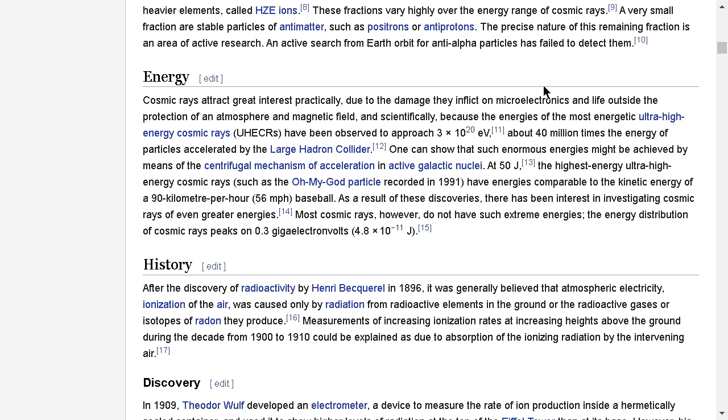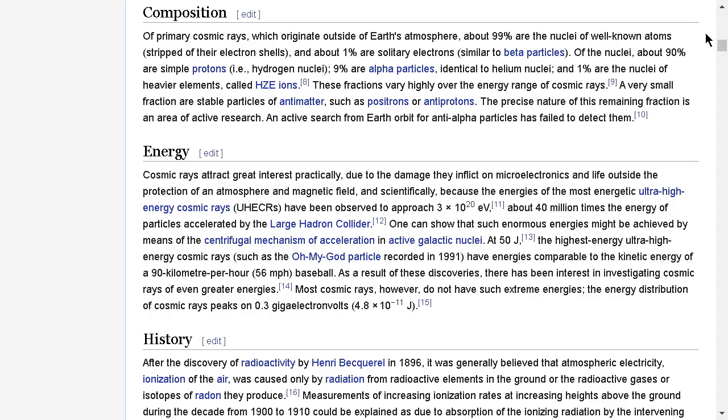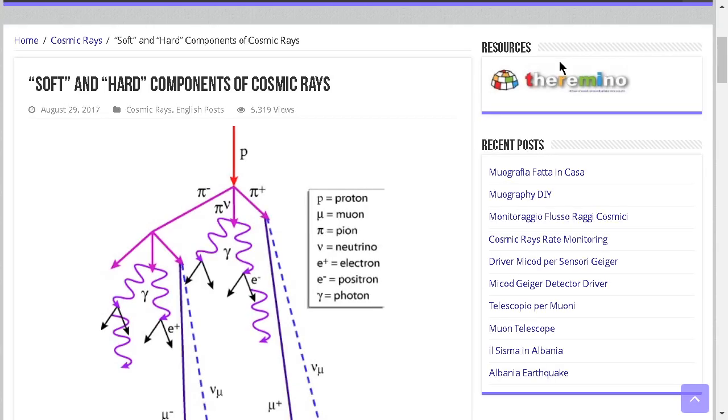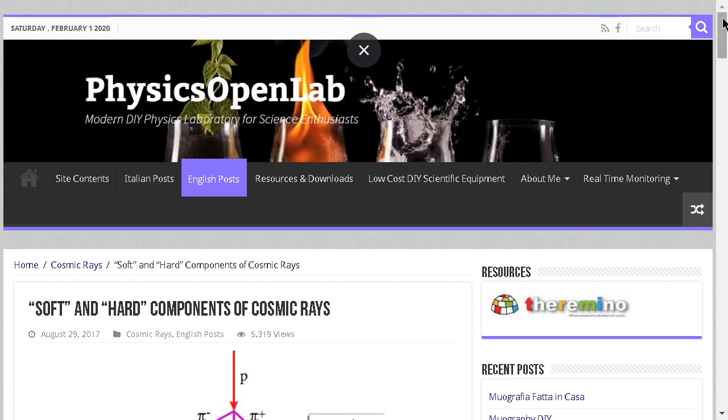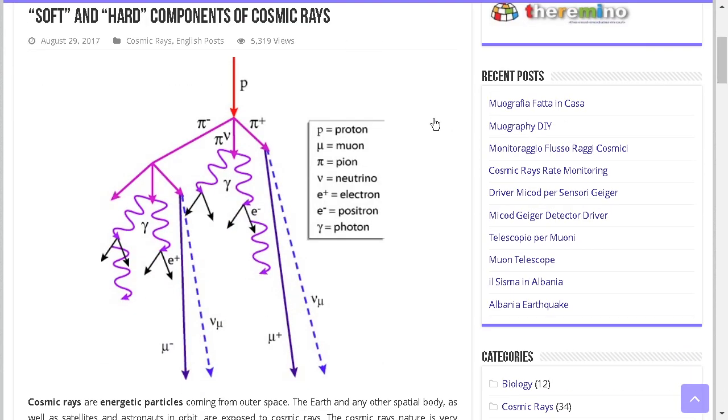The reference to where we got our numbers on cosmic rays, it's fairly agreed that cosmic rays are 90% hydrogen nuclei, but we left links to the Wikipedia page also, and there's lots of other sources to look at on the web for that as well. Here is the soft and hard components of cosmic rays article from Physics Open Lab. You can read all about that if you like.